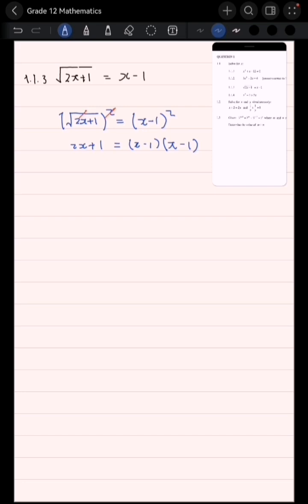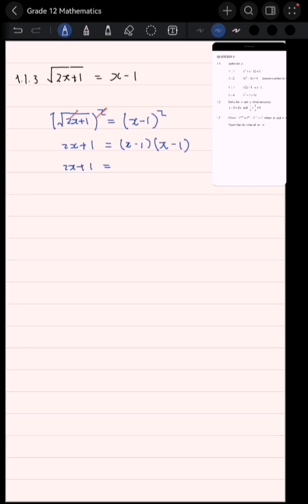Then the next step is to do simplification. 2x plus 1 will be equal to, I believe at this point everyone is aware of how we multiply out the brackets in mathematics. You take this x, you multiply with this x. X multiplied by x gives you x squared. Then you take this x, you multiply it with this number here, minus 1. So that will be minus x. And then you take this number here, minus 1, you multiply it with this x.